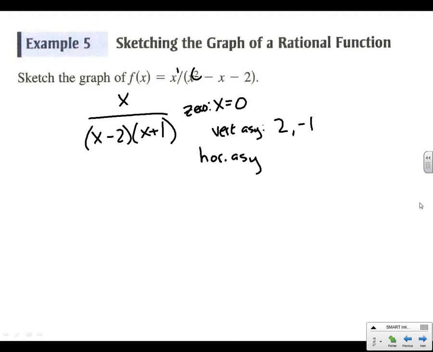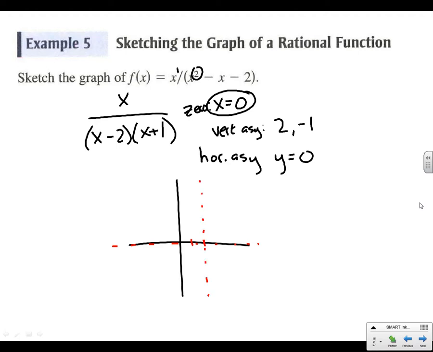We're going to have a horizontal asymptote. X to the first divided by x squared. The bottom's bigger, so y equals 0 automatically. And let's go ahead and see what happens if we plug 0 in. Oh, we already have that. X equals 0 up here. We've got enough to graph, at least to start. Okay, so let's do our asymptotes. Y equals 0. Our verticals are at 2 and at -1.